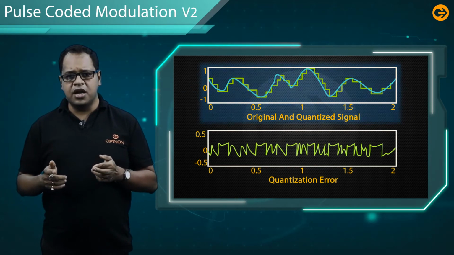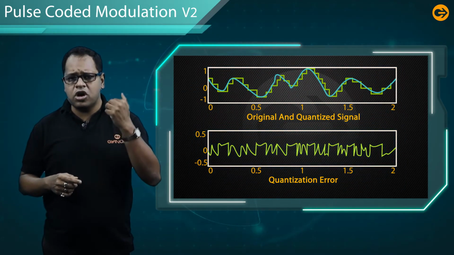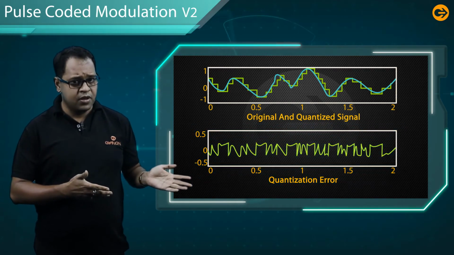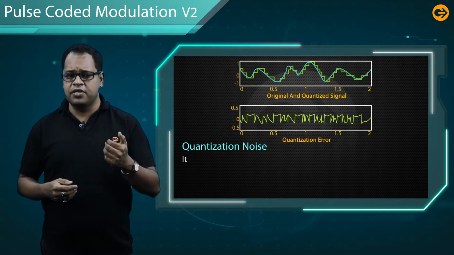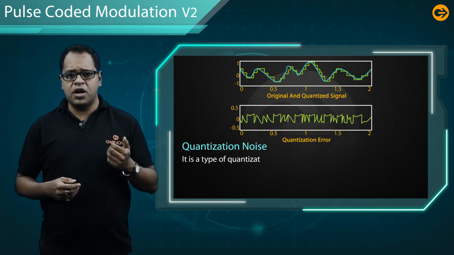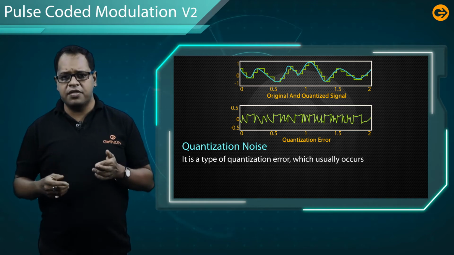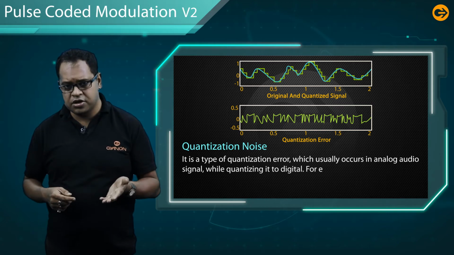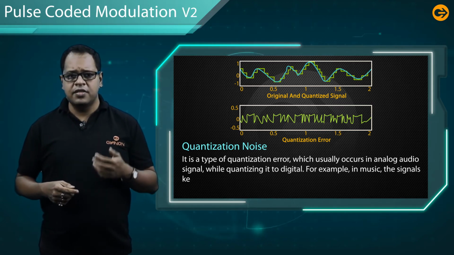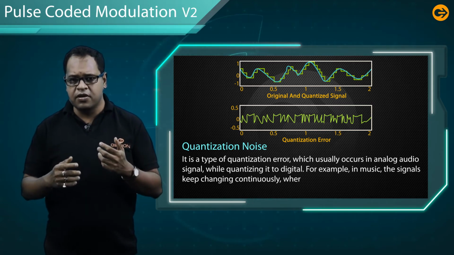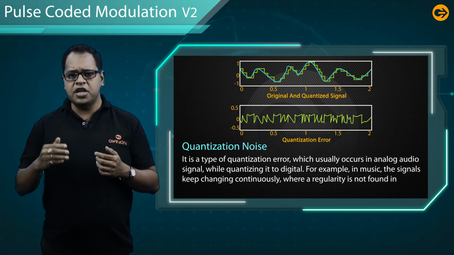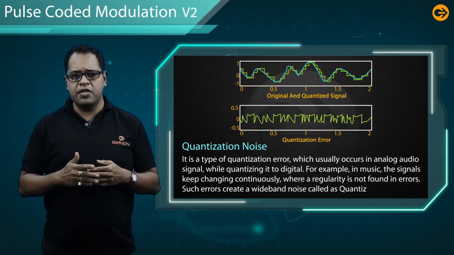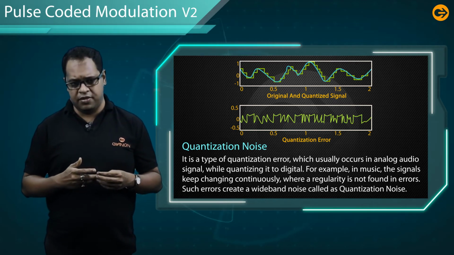If the quantized signal is not able to follow the original message signal, an error will be generated as shown in the figure. It is known as quantization noise. It is a type of quantization error which usually occurs in analog audio signals while quantizing it to digital format. For example, in music, the signals keep changing continuously, where regularity is not found in errors. Such errors create a wideband noise called quantization noise.